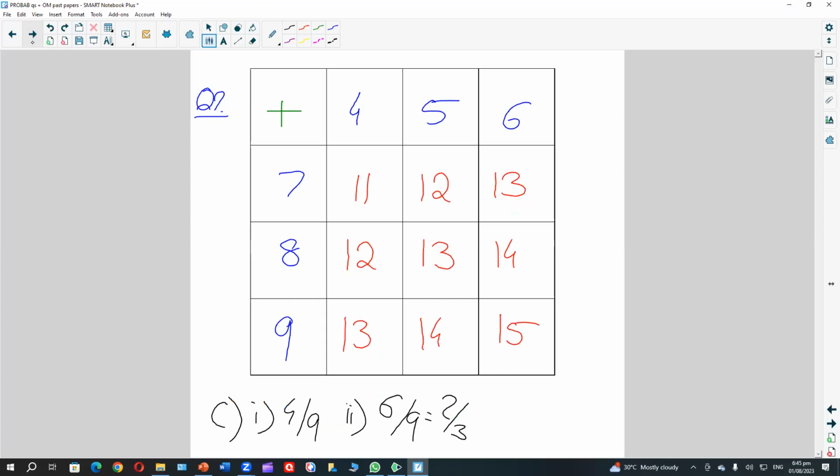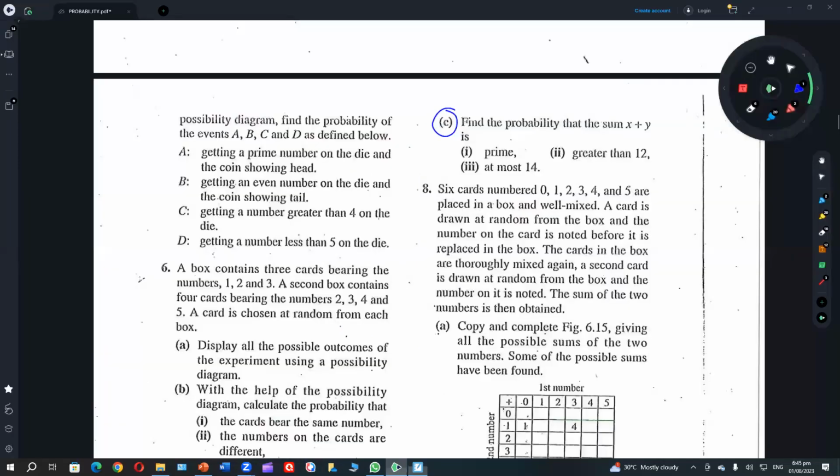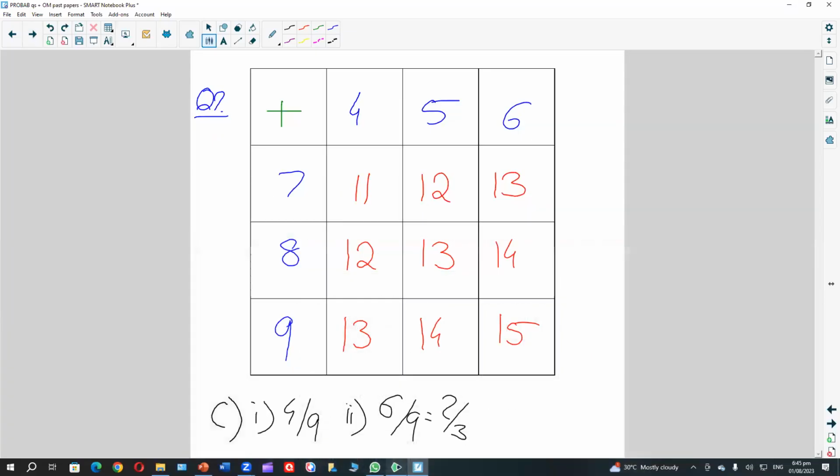Greater than 12 is 6 over 9. Greater than 12 is 13, 14, 15. Yes, you are right. There are 6 entries. And the last part? 3 over 9.